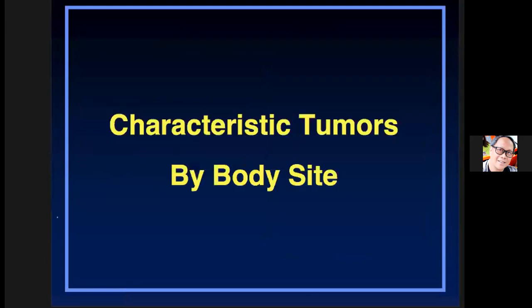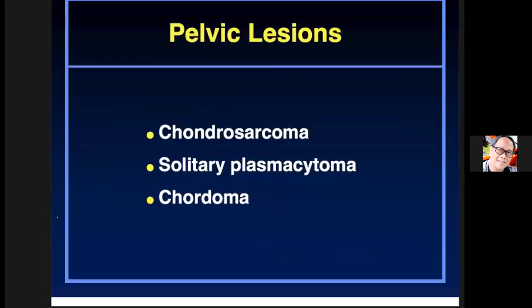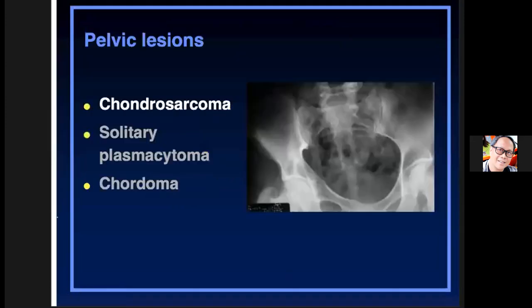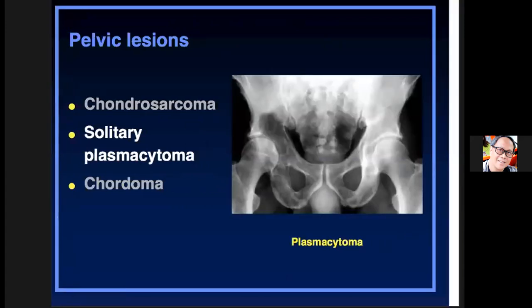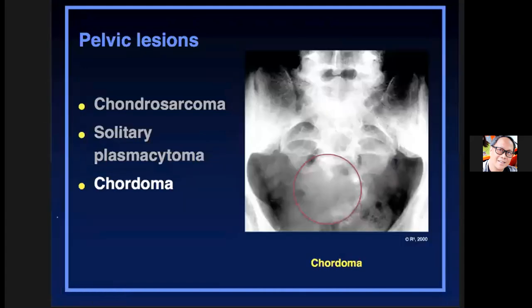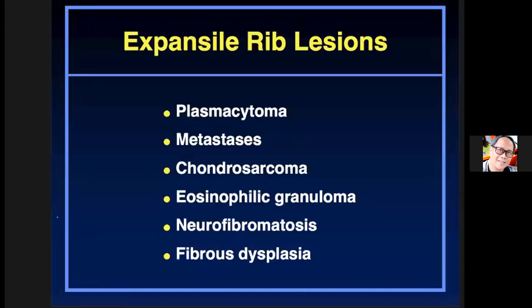So again, some other locations, no? The pelvis, like chondrosarcoma, that's the lesion there. Plasmacytoma, and you can see that there are also lytic changes involving the body and the pubic rami, actually on both sides. And this is chordoma.